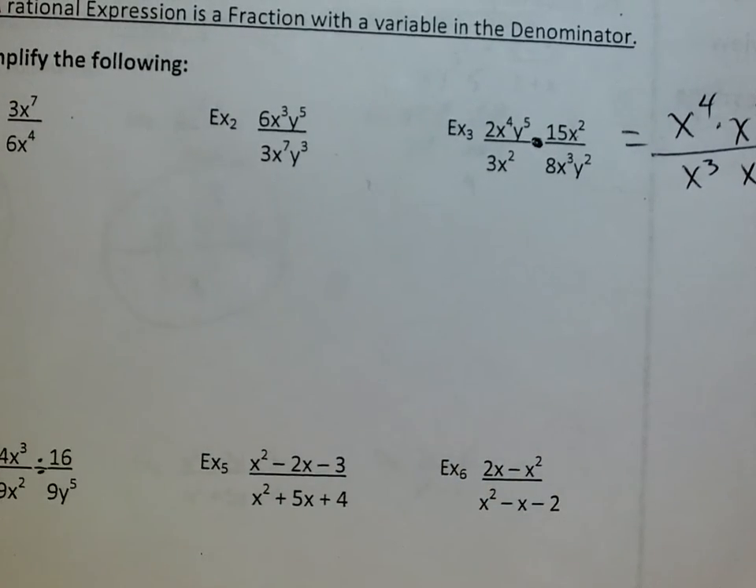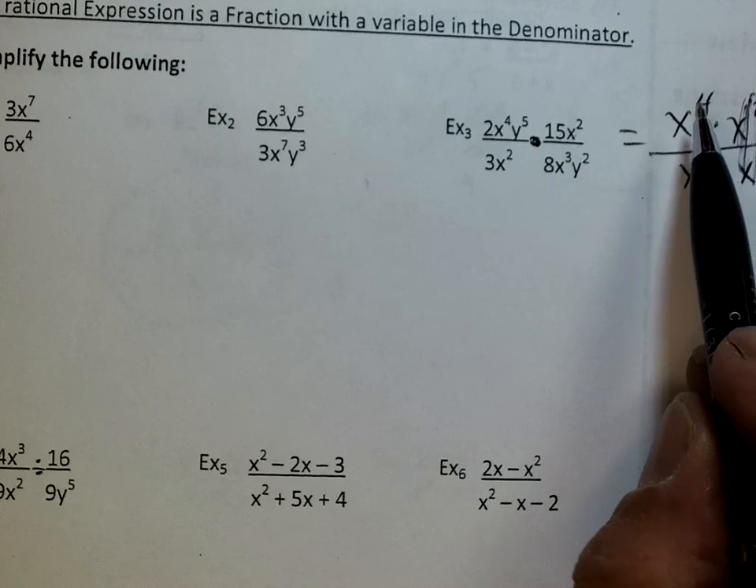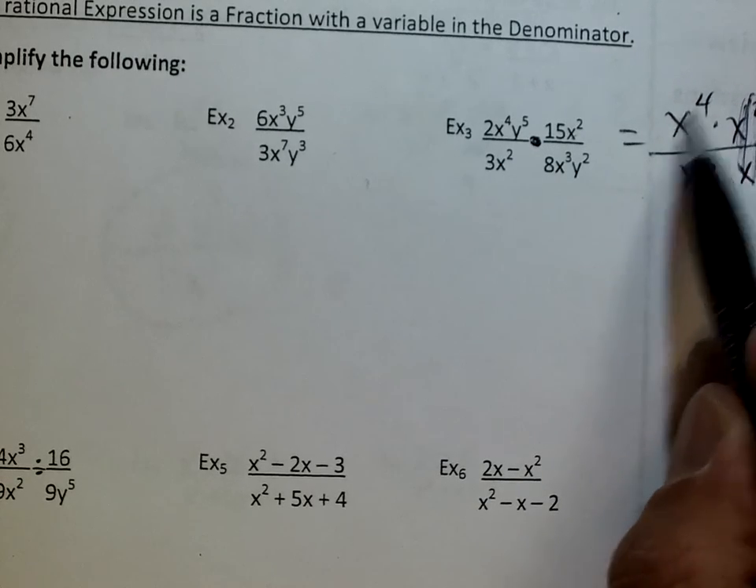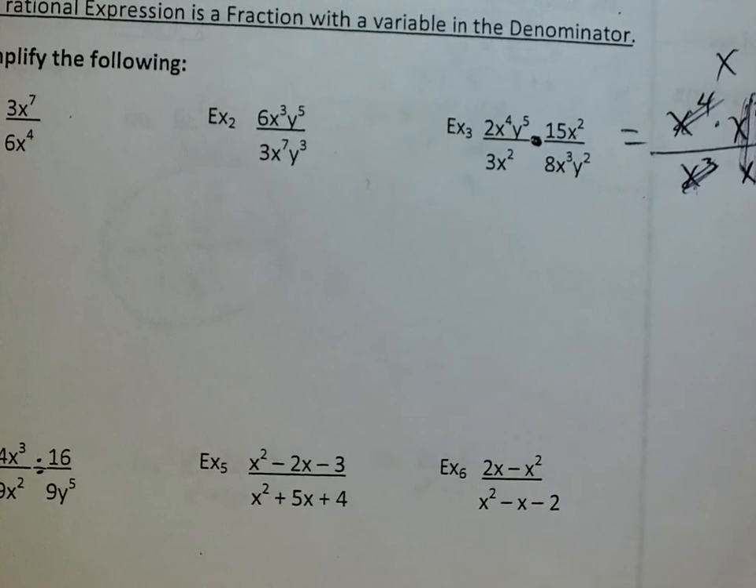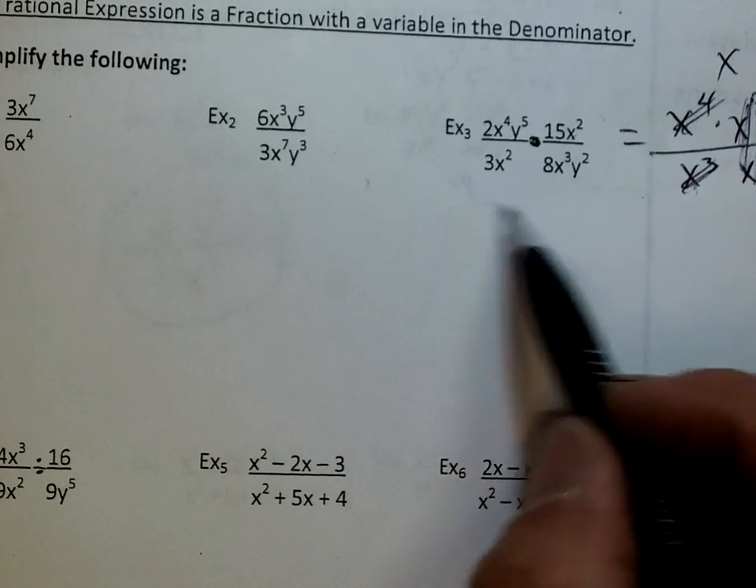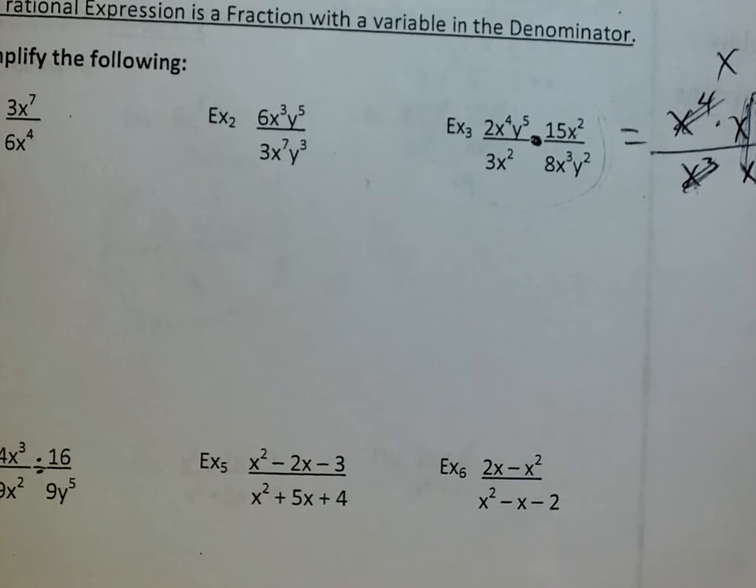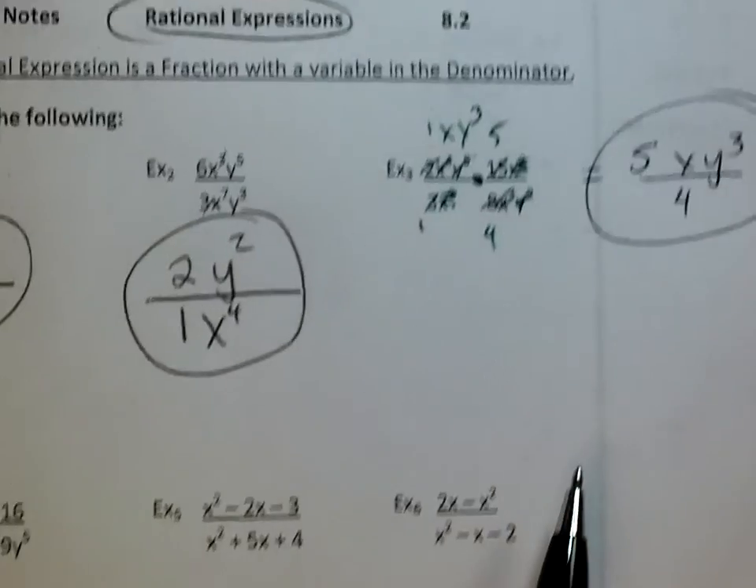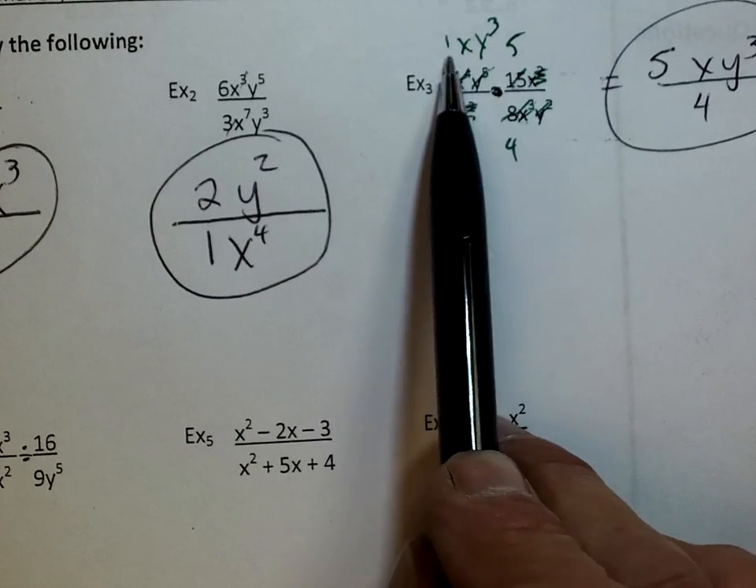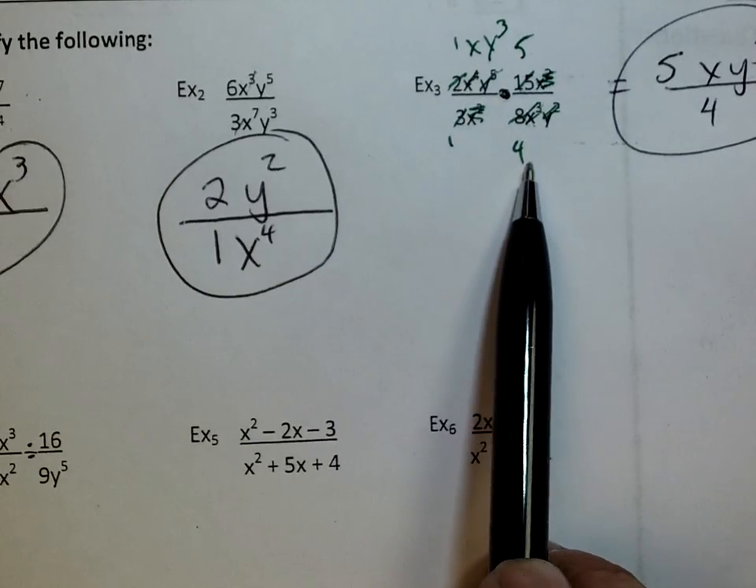And then from here, you can see that cancels. This is like x times x times x, x times x times x times x. So 3 of these cancel 3 of these, and one would be left over. So you just did the cross reduce thing for the leading coefficients, and then you just do the normal canceling of x's and y's. So when I wind up doing all my canceling, I'm left with 5x y cubed over 1 times 4, which is 4.